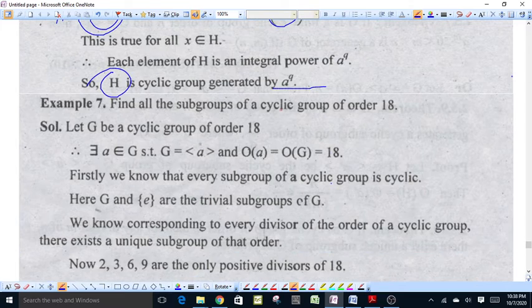Now see this example. Find all the subgroups of a cyclic group of order 18.